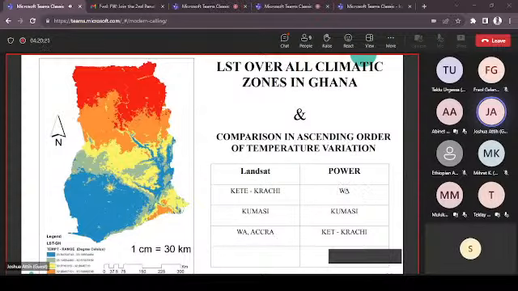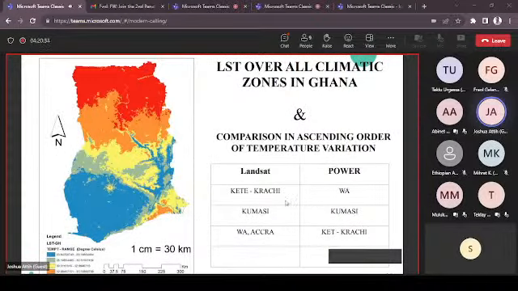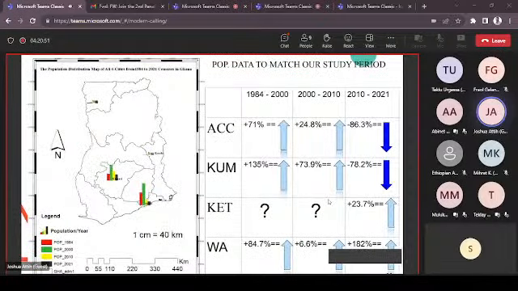And then POWER ranked Wa in the Savannah zone as the least warm city and ranked Accra in the coastal zone as the city with a high temperature variation, which is not correlating and is not true from our observation on the ground. Wa is supposed to be the warmest city, followed by Ketekrachi or maybe Kumasi, then Accra or something like that. But these discrepancies were the things that encouraged us to use the XGBoost model to do a better comparison.